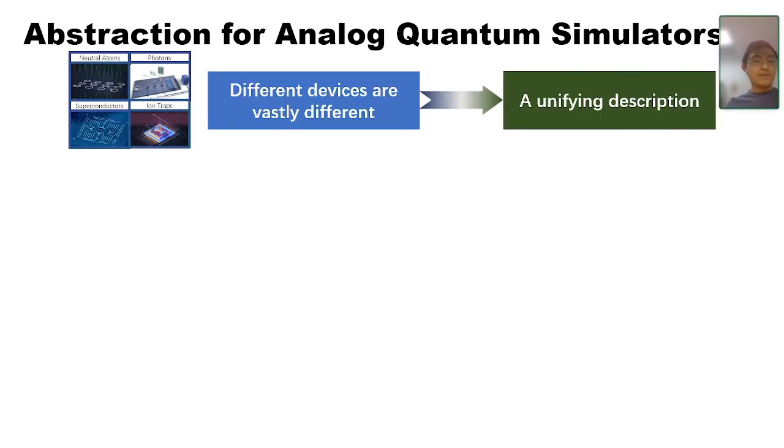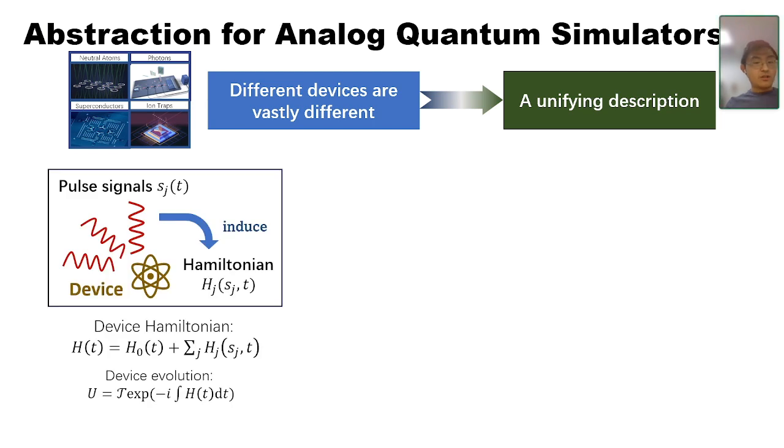Lying at the core of SimuQ is the abstraction for analog quantum simulators. This abstraction is actually non-trivial. The difficulty comes from the fact that different quantum devices are vastly different in their physics and technologies. So we seek a unifying description of these analog simulators.